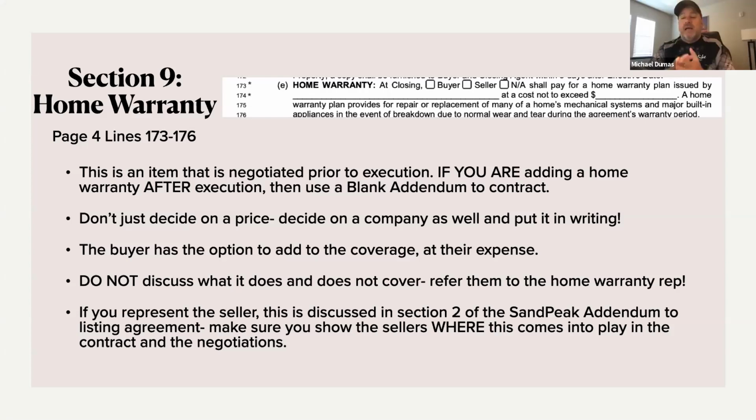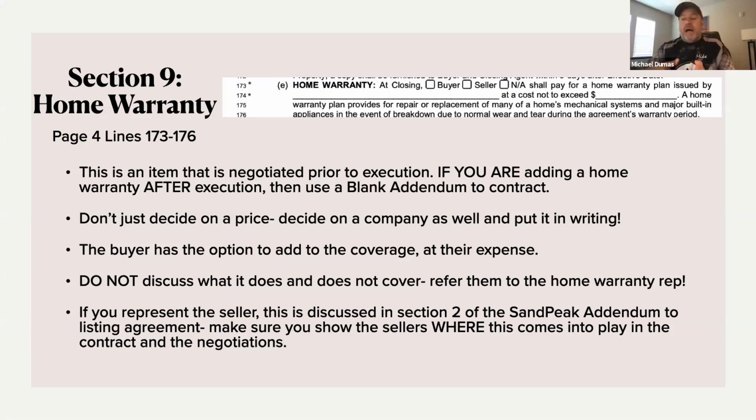We're using American Home Shield, and the seller's going to pay $600 towards that home warranty. The buyer also still has the option to add coverage if they want to at their expense. All right. Now, even if the buyer is going to be expensing it, you still want to put this in the negotiation. Buyer's paying for a home warranty, and then put that number in this section.